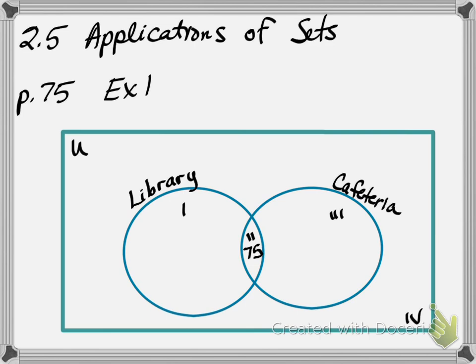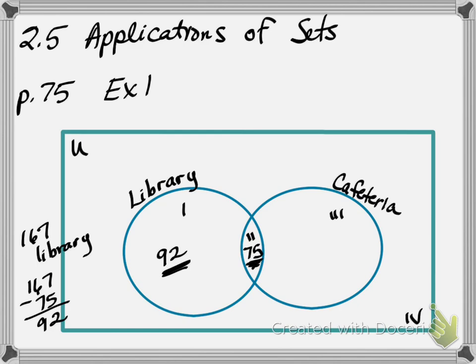So then if we just focus on library, it says that there were 167 that studied in the library. So in this full circle, there should be 167, but we already have 75 there. So we're going to have to do 167 minus 75 to figure out who else studies in the library. So these people only like to study in the library, and these people like to study in both. Okay, 92. And now let's figure out who else is in the cafeteria. There are 138 who like to study in the cafeteria.